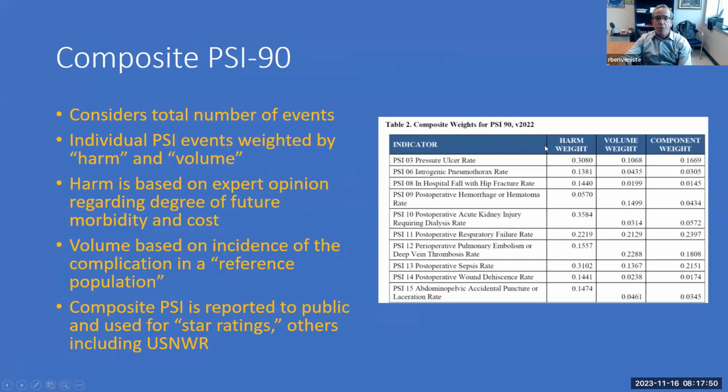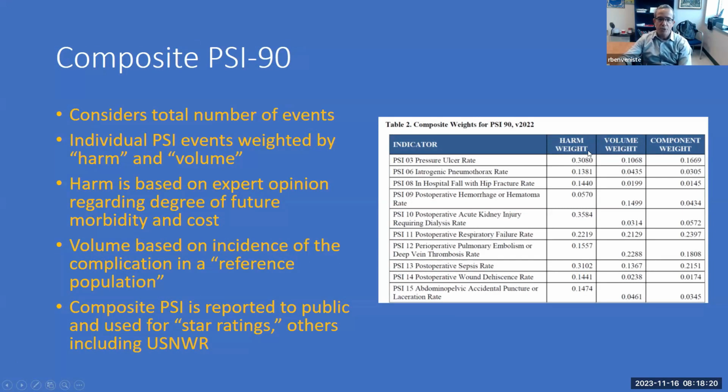There is also what's called the composite PSI 90, which is sort of a mixed bag of different PSIs, different complications. It considers the total number of events at a hospital adjusted for the number of patients treated, and there is some weighting of the complexity and illness of the Medicare patients at the hospital. And what's interesting is that there are weights both for what are called harm and volume.